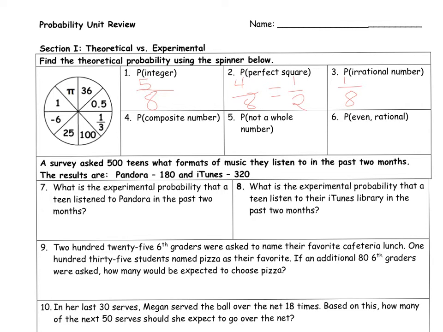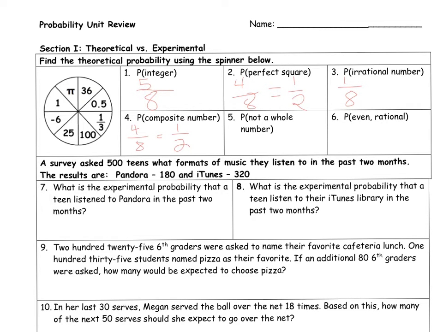Number 4, a composite number, meaning you can multiply more than just 1 in itself to get that number. And there are 4 of those: 36, 100, 25, and -6. So that's 4 out of 8. And again, if you want to simplify it to 1/2, go ahead.